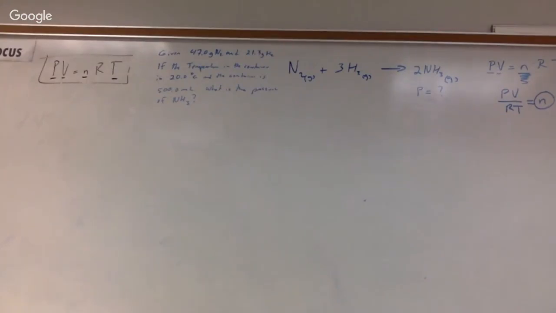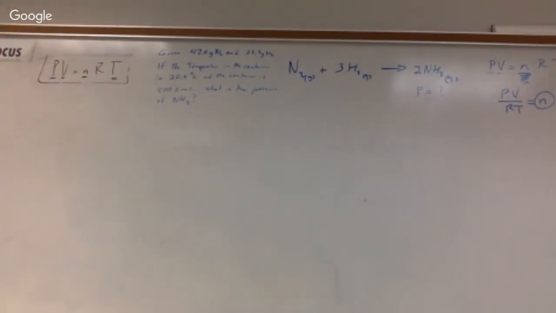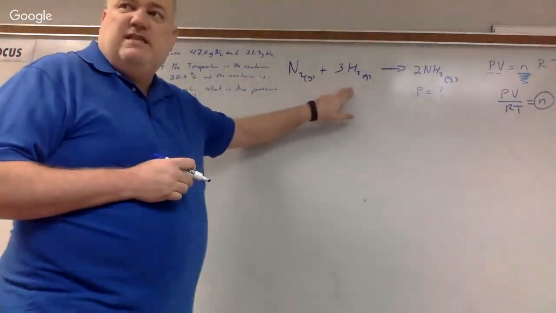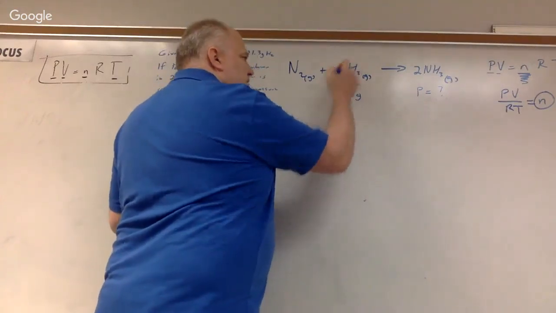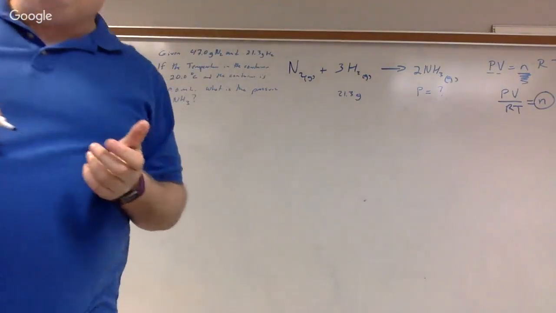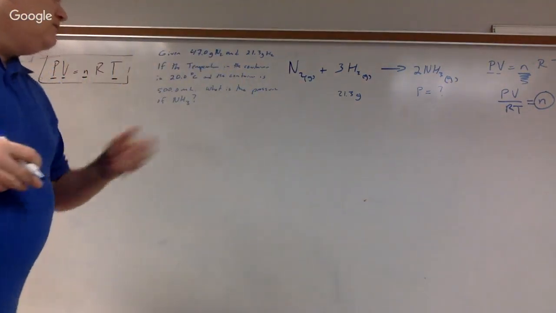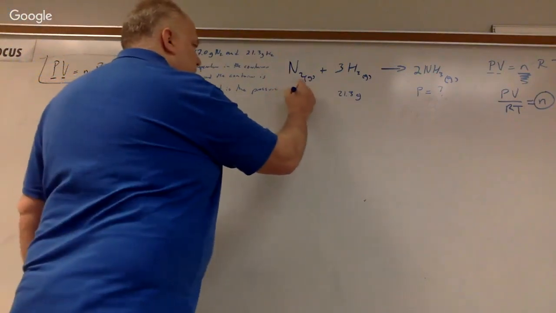What else did they give me in the problem that could be applicable to NH3? Okay, the 21.3 grams, but that's applicable to this, right? Because isn't that this right here? So we're going to write 21.3 grams underneath this. That fair? I'm just going to gather like terms. What else did they give us? 47.0 grams of N2. So I'm going to put that right here.